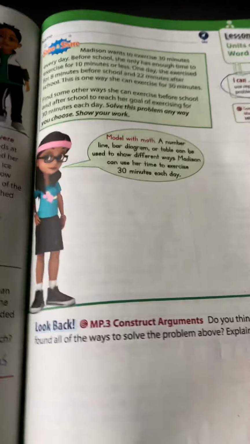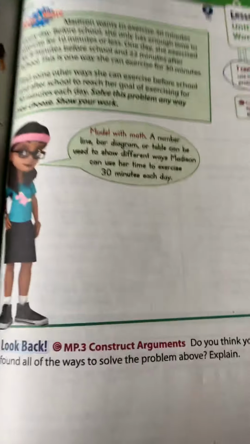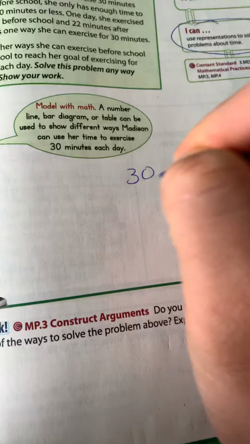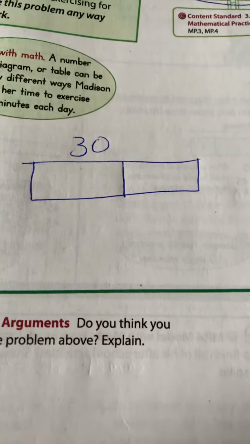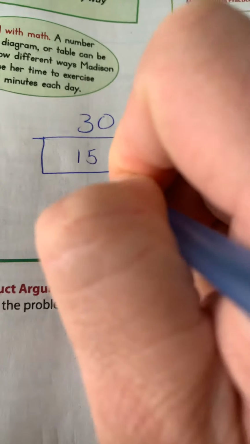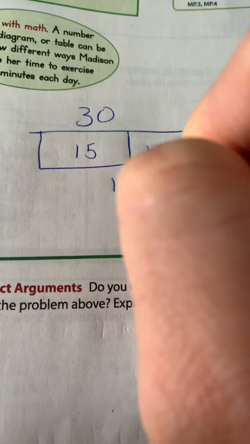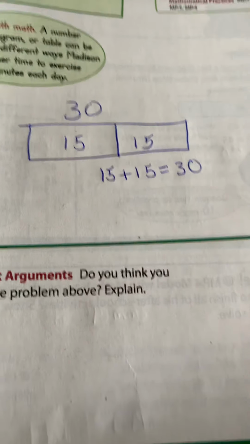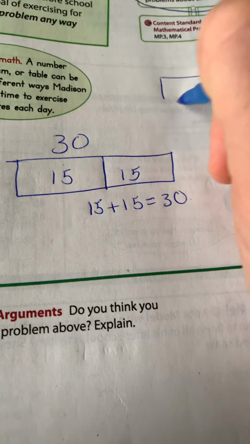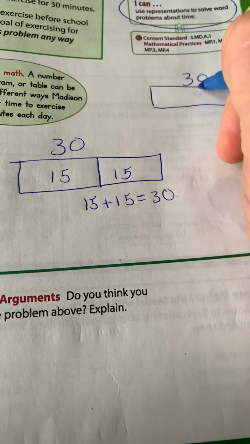Well, a lot of options for us to do there, boys and girls. So 30 minutes is the total. So we're going to make a bar diagram. Okay. You can do 15 and 15. Does 15 plus 15 equal 30? Yes, it does, Natalie. You can do another bar diagram with 30.